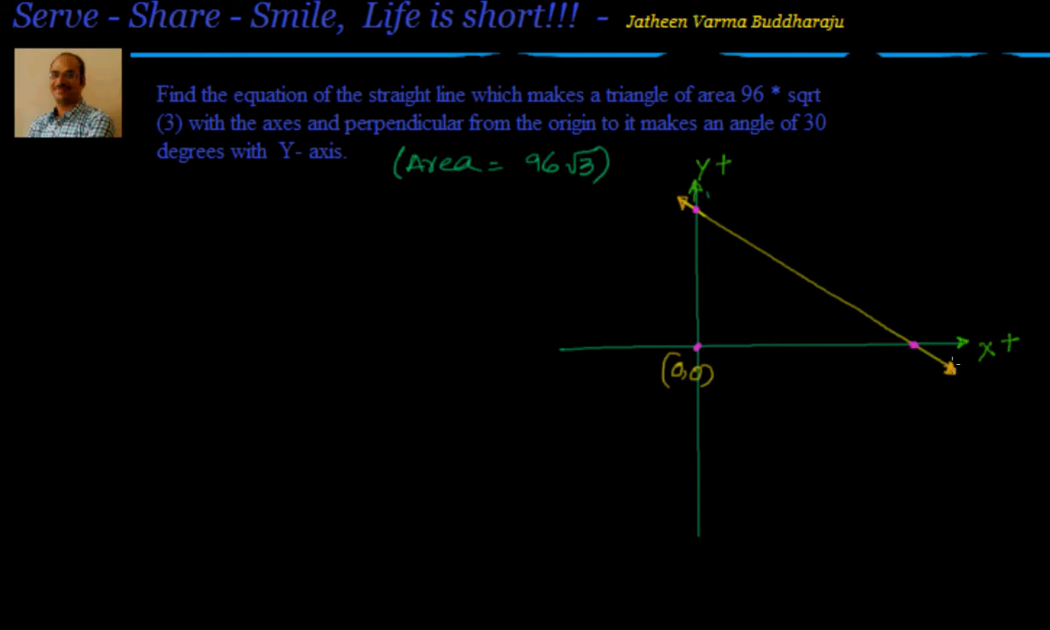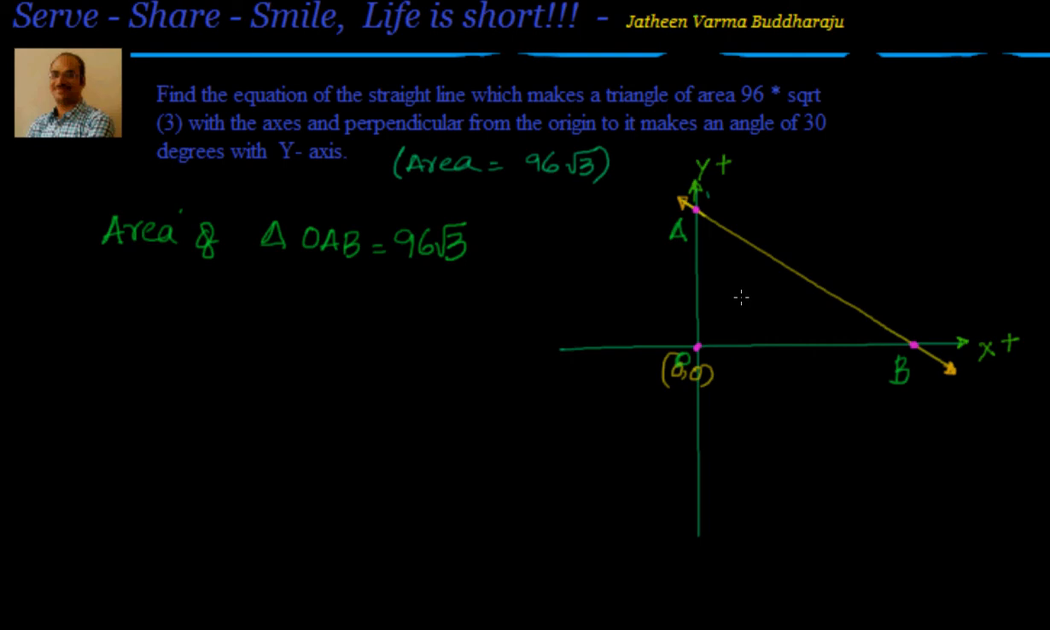Let us say this is a straight line, we have this yellow line. Let AB be the straight line, and let us say the origin is O. So we have been told that the area of triangle OAB is equal to 96 into root 3. That's the first input given to us.